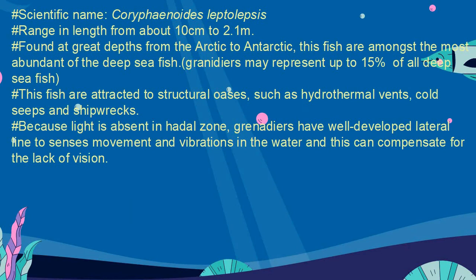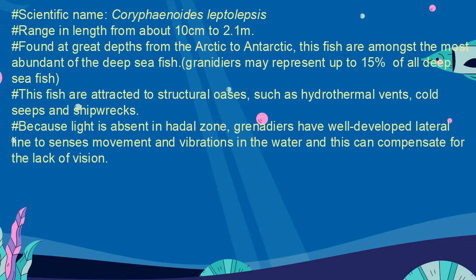The second creature is grenadiers. The scientific name of the grenadier or redtail is Coryphaenoides leptolepis. It can be about 10 cm to 2.1 meters in length. It can be found at great depths from the Arctic to the Antarctic. These fish are among the most abundant of the deep sea fish. They are attracted to structural oases such as hydrothermal vents, cold seeps and shipwrecks.